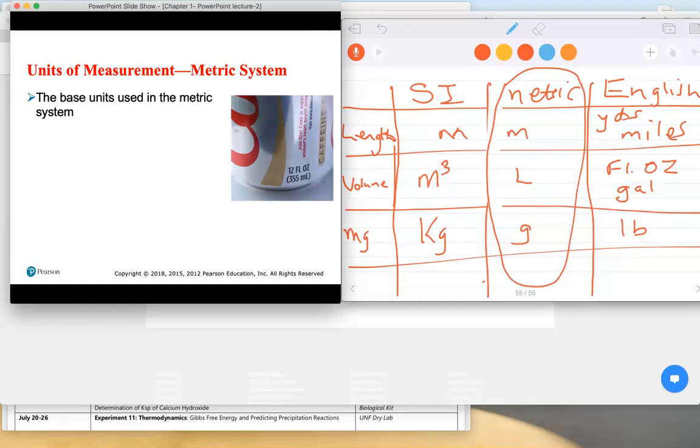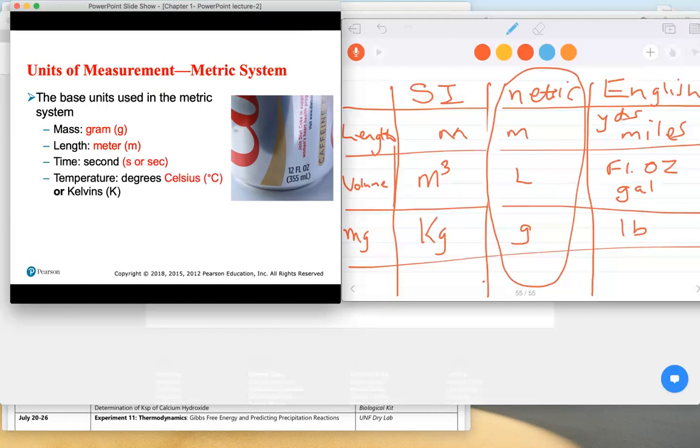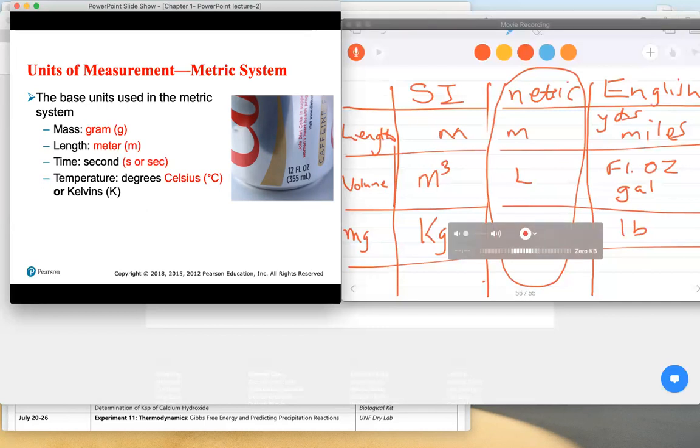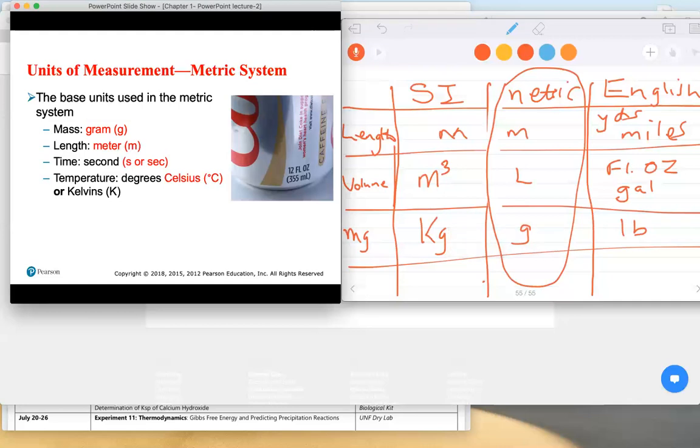So this is the metric now. Having talked about the SI, you should know that metric is another system of measurement with the base units: for mass, gram; length, meter; second; and temperature is Celsius, sometimes Kelvin. So when you see on the diagram here, 12 fluid ounce, that is English. But 355 ml, that is the metric.